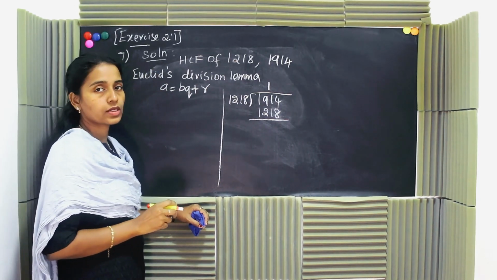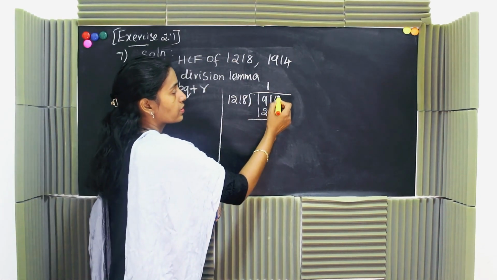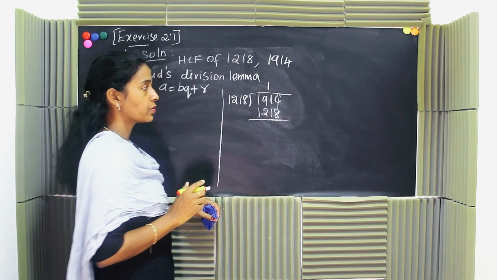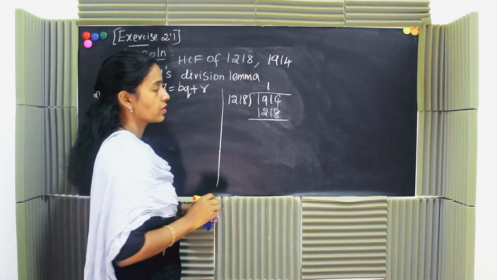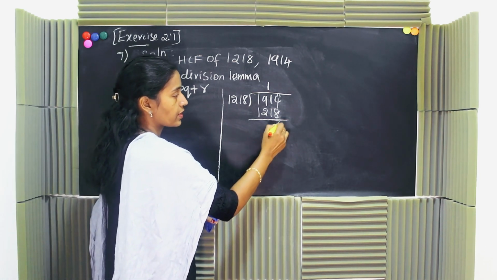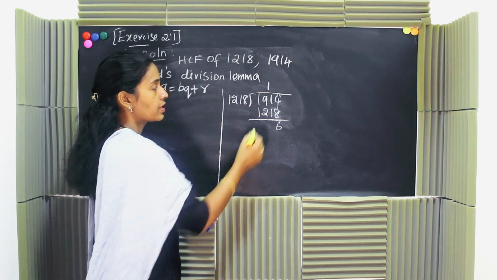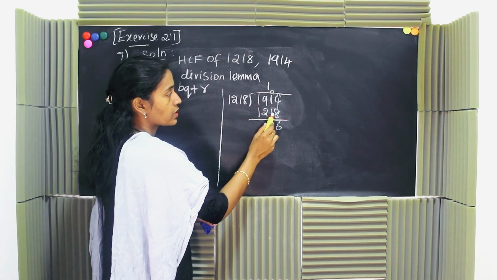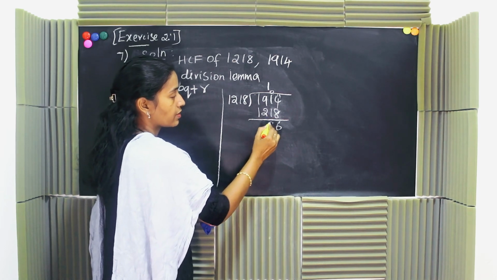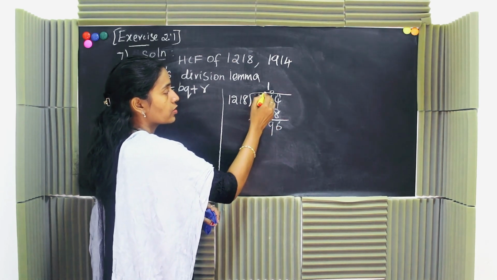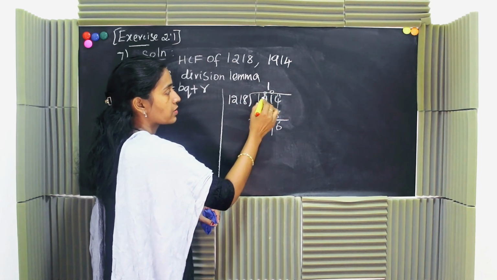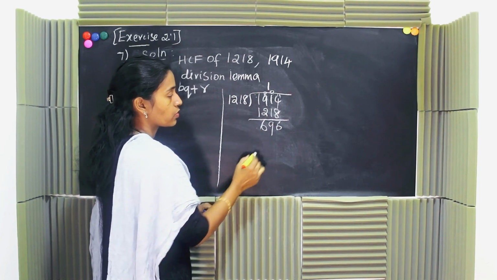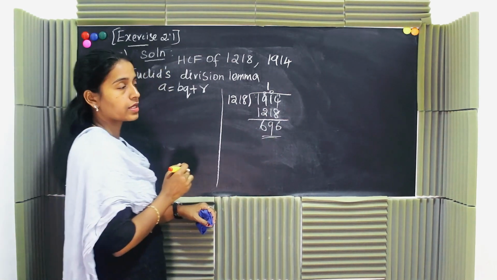Now I need to subtract, right? Here 14. If you are subtracting 8 from 14, we'll be getting 6, right? 6, and here 0. 10 minus 1, 9, right? Here we'll be having 8. 8 minus 2, 6. 1 minus 1, 0. So this is the remainder.